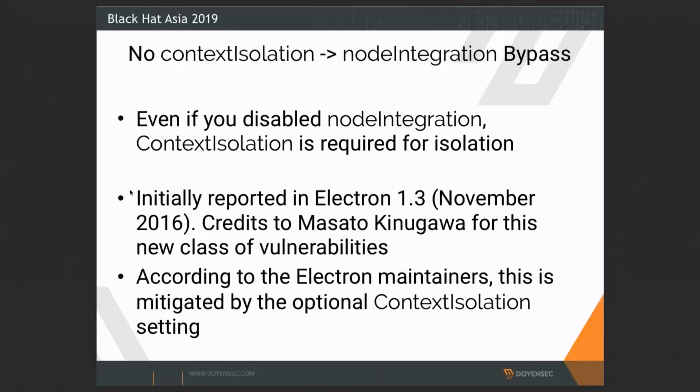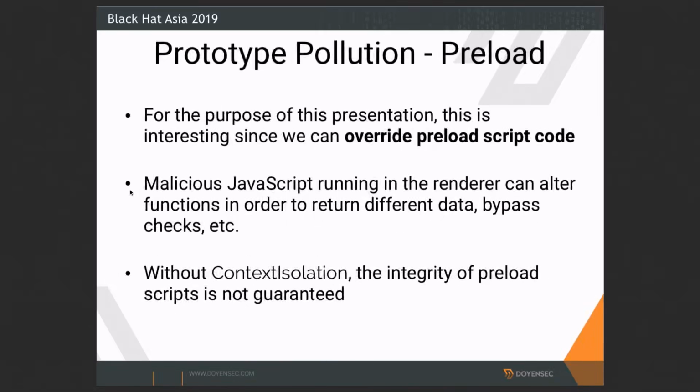And this is by itself, I would say, a completely new class of vulnerabilities. Masato is, all credits go to him. And thanks to his work, Electron introduced this new setting. For the context of preload, this is also very interesting, and so that's what we'll be covering today. How can you use the missing context isolation in the context of preload?